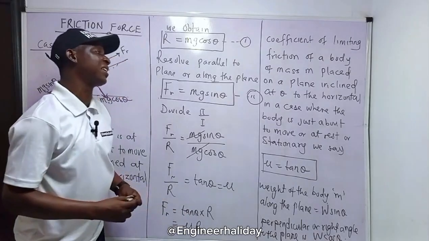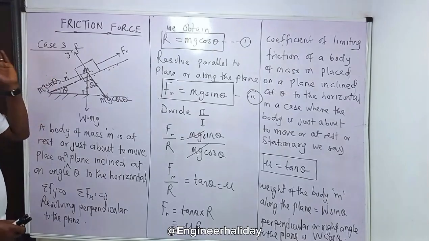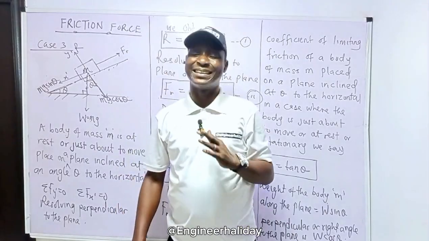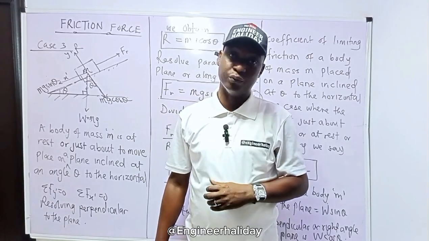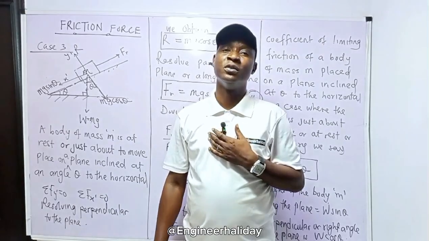So I will stop this class like this. I believe I was able to explain the condition when the body is placed on a plane inclined at an angle of theta and the body is assumed to be just about to move, or stationary, or at rest. Thank you.